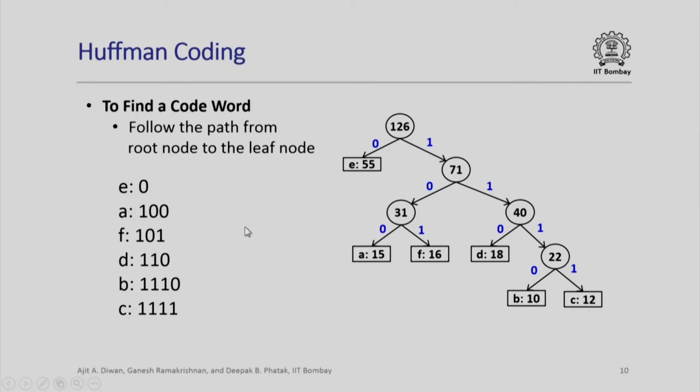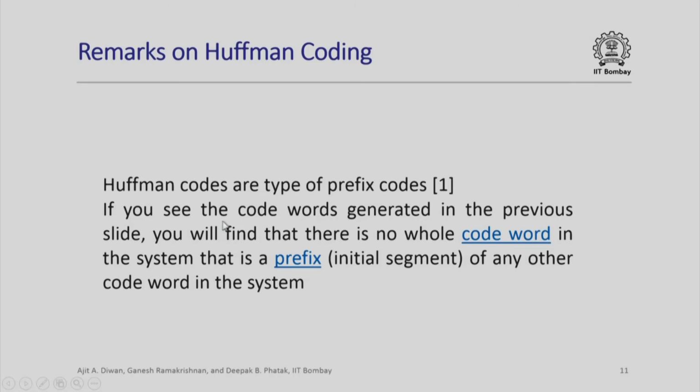There is a very peculiar property of these codes. Can you guess what that property is? Let us look at it. These are called Huffman codes, by the way. If you see the code words generated, no whole code word in the system is a prefix or initial segment of any other code word in the system.